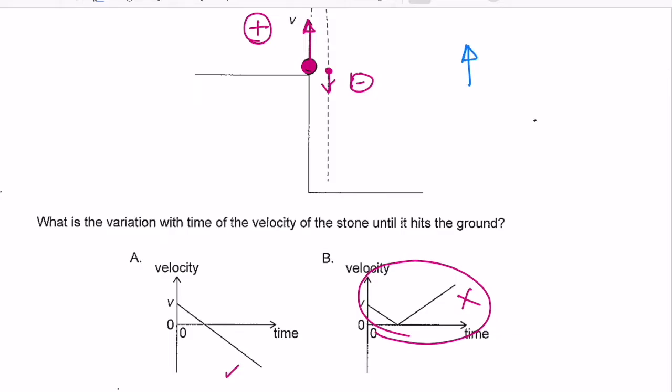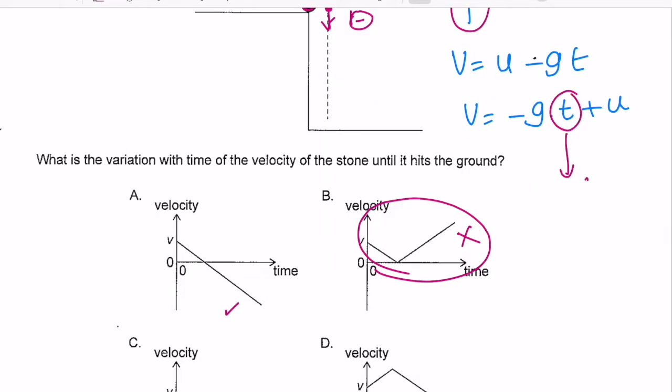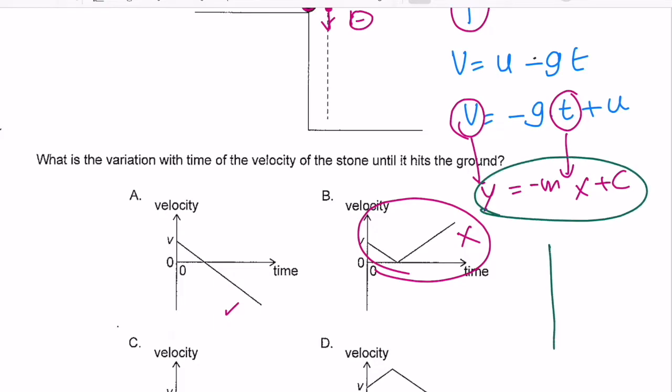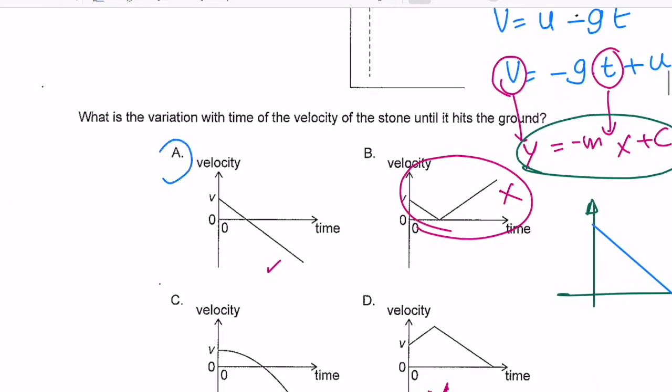Now let's try to write equations. I write upwards v equals u plus at. As I take upward as positive, the acceleration is downward, so it should be minus, right? V equals u minus gt. So if I look at this equation, with t as the x value and v taken as y, this must be y equals minus mx plus c. We can definitely see the graph should have this shape. We remember it has this shape, right? It can keep on going, so it should basically look like this. So the answer should be A.